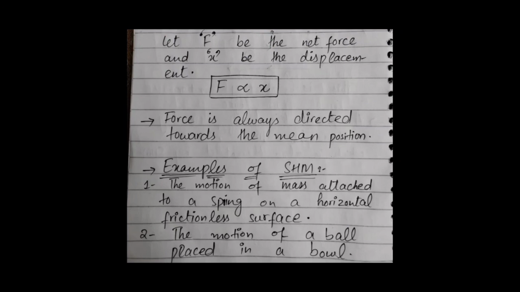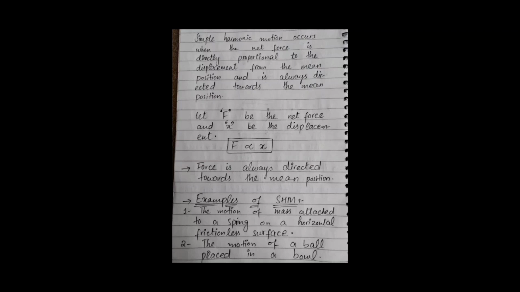And there are three examples of simple harmonic motion which we will discuss in this chapter. The first one is the motion of a mass attached to a spring on a horizontal frictionless surface, the second one is the motion of a ball placed in a bowl, and the third example is the motion of a bob attached to a string. First we will explain example number 1.